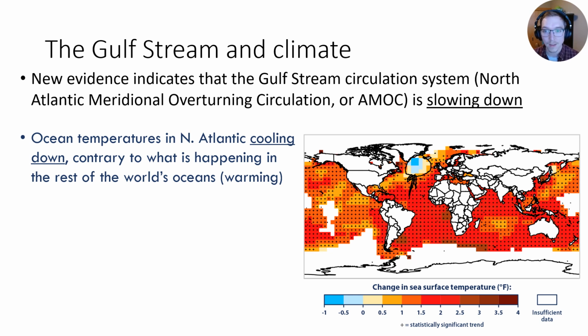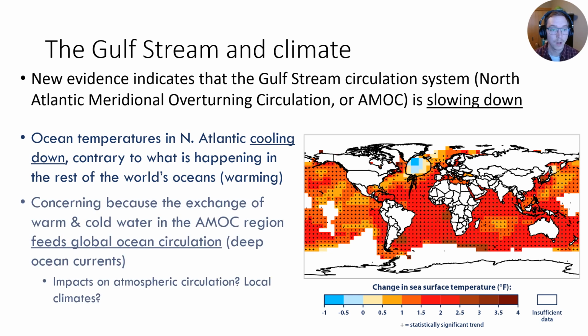One, you've got the Greenland ice sheet that is rapidly melting with current changes in Earth's atmosphere and temperature distribution. And this is really concerning because the exchange of warm and cold water in the AMOC region feeds these global circulation patterns, these deep ocean currents. And if it stops, we don't really know what's going to happen. The repercussions are kind of unfathomable by us today.